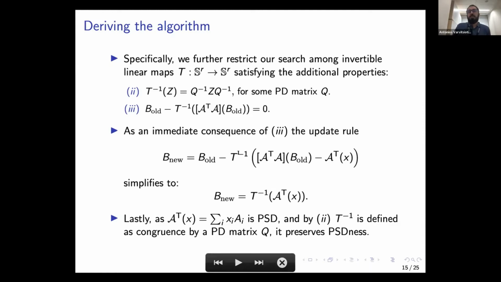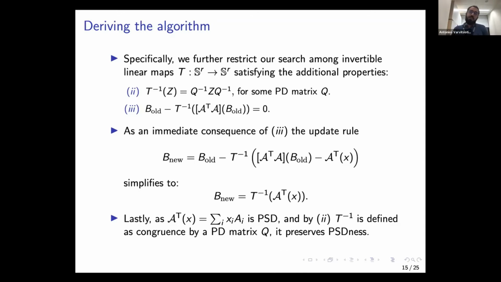Now again, remember T was linear, so I can distribute T. And now you see that condition 3 basically says that the first two terms here are going to cancel, they're equal to 0. And then the only thing that remains is that B new is equal to T inverse acting on A transpose X. So this is what remains just by using 3. So if T satisfies 3, then this is my update.